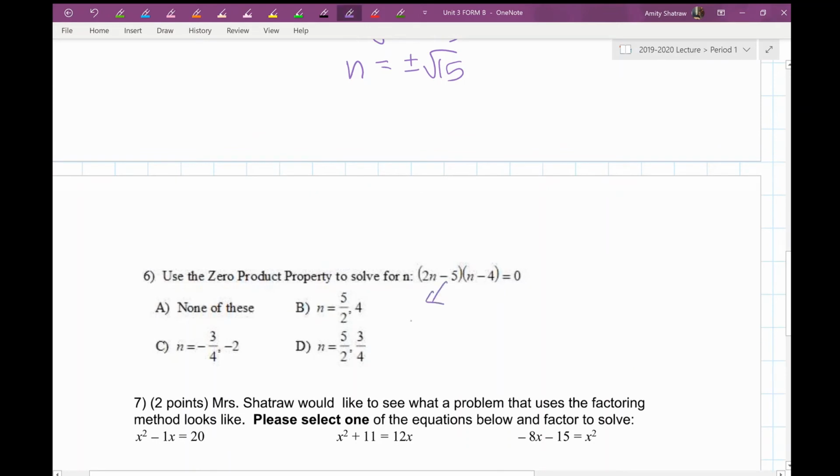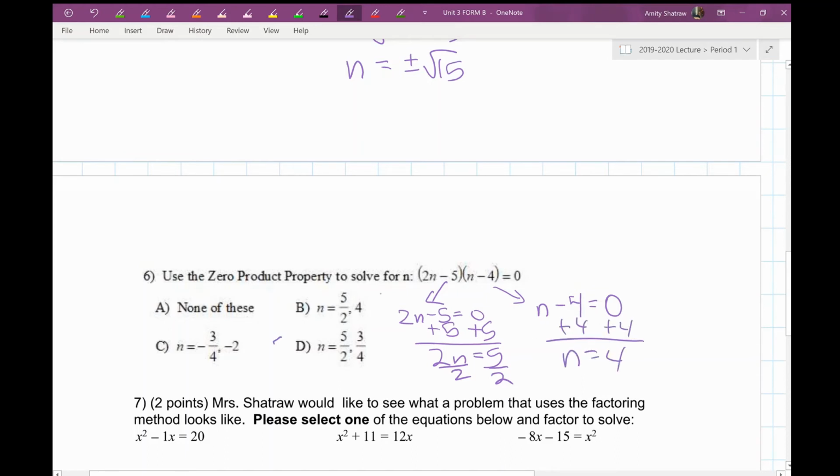This gets set equal to 0. This gets set equal to 0. Adding 5 to both sides, I get 2n equals 5. Divide by 2, divide by 2. Add 4, n equals 4. That's my answer.